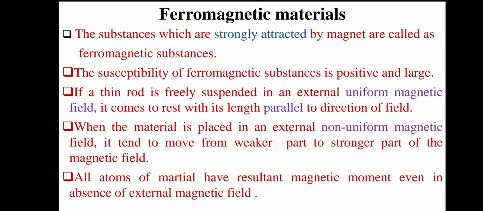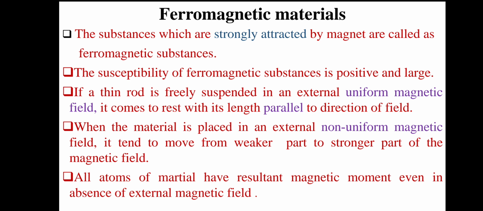Ferromagnetic materials. The substances which are strongly attracted by a magnet are called ferromagnetic substances. The susceptibility of ferromagnetic substances is positive and large. If a thin rod is freely suspended in an external uniform magnetic field, it comes to rest with its length parallel to the direction of the field. When the material is placed in an external non-uniform magnetic field, it tends to move from the weaker part to the stronger part of the magnetic field.